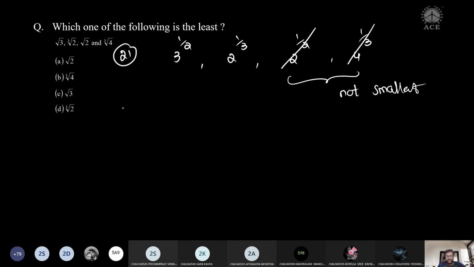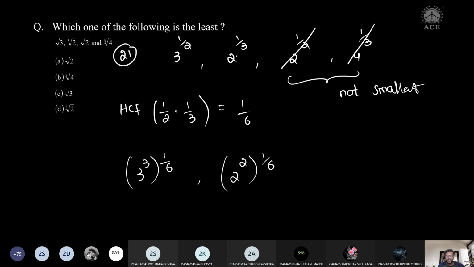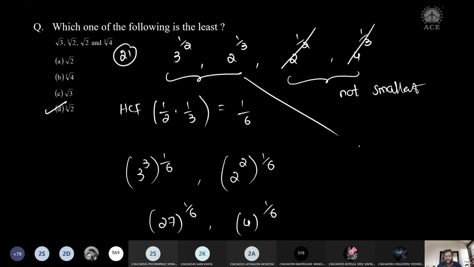If you do HCF for 1 by 2, 1 by 3, we'll get 1 by 6. Now this is 3 cube whole power 1 by 6. This is 2 square whole power 1 by 6. Obviously, 2 power 1 by 3 is the smallest. So this is 27 power 1 by 6 and 4 power 1 by 6. Or else, with basic analysis also: smaller number, cube root; bigger number, square root. You can decide the smallest directly here.